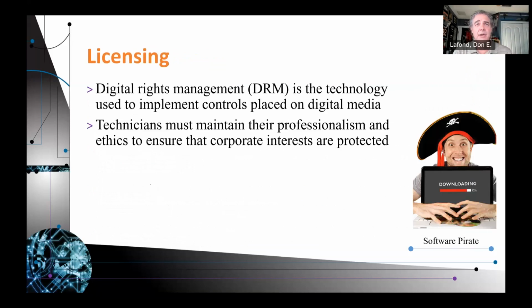Licensing. Digital rights management, DRM, is the technology used to implement controls placed on digital media. It stops you, for example, from recording a movie. If you've ever tried, it'll block you. You'll record nothing if you have DRM enabled on your devices, and most current computers do.